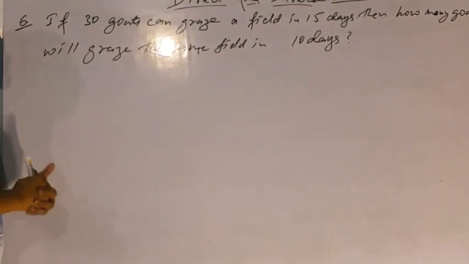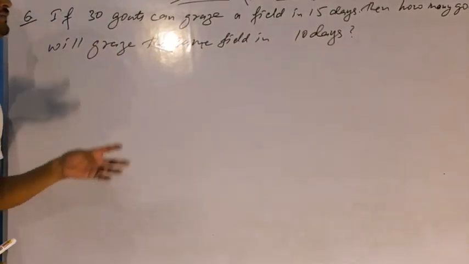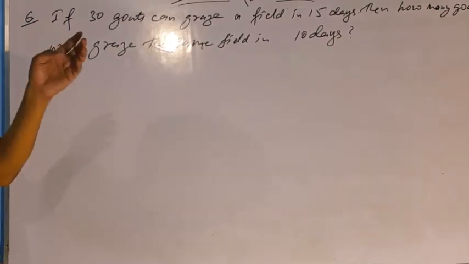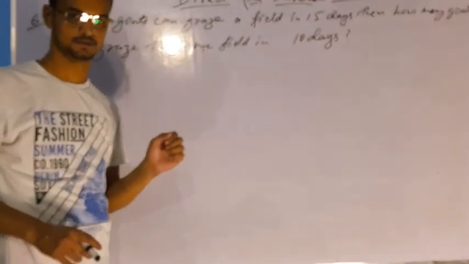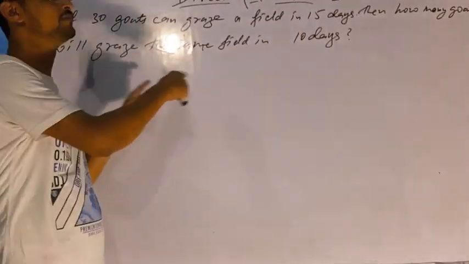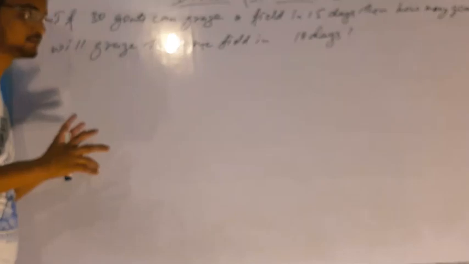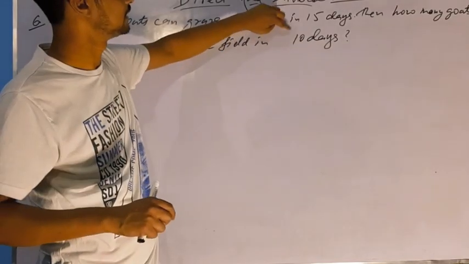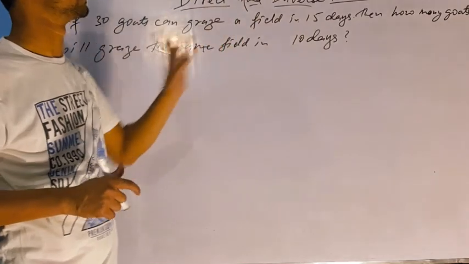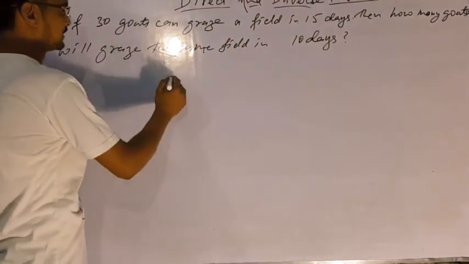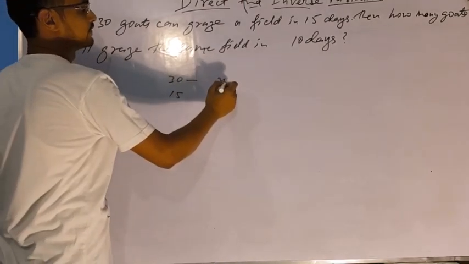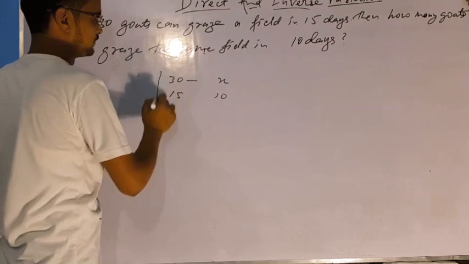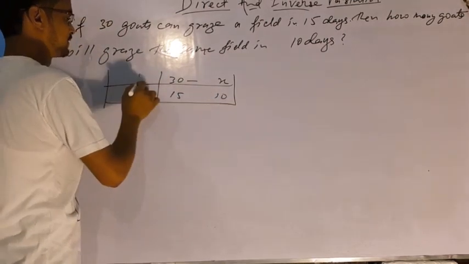Now our next question is that if 30 goats can graze a field in 15 days, then how many goats will graze the same field in 10 days? Let the number of goats be x, and you will form the table. Clearly, it is a case of inverse variation because the time taken is less, so the number of goats will be increasing. 30 goats take 15 days. The number we are to find is x, and then it is 10 days. Form a table and solve by yourself.